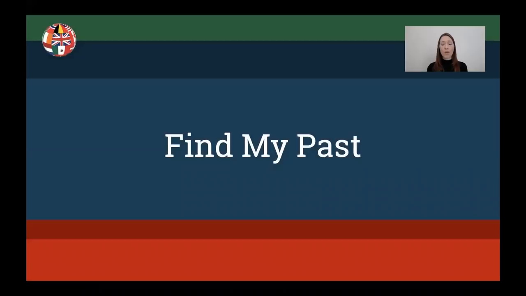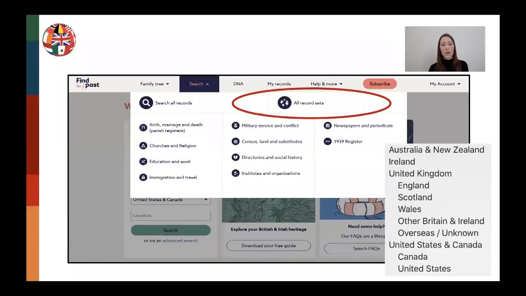All right, we're going to go over all of the 4 big websites: Findmypast, MyHeritage, Ancestry, and FamilySearch. I'm just going to show you how to find their card catalogs and how to use them. It's going to be really quick, so feel free to go and explore on your own and see what else you can figure out. We're going to start with Findmypast, and the Findmypast card catalog is under Search, All Record Sets.